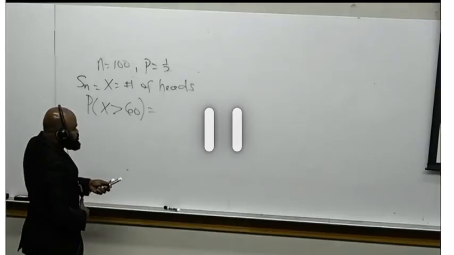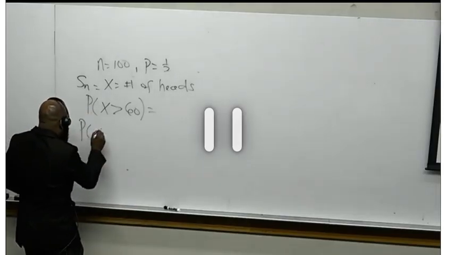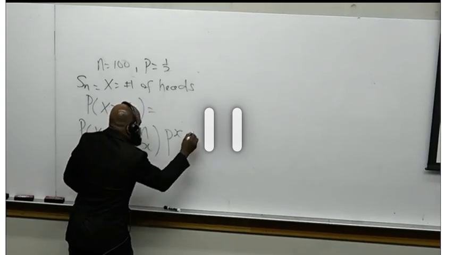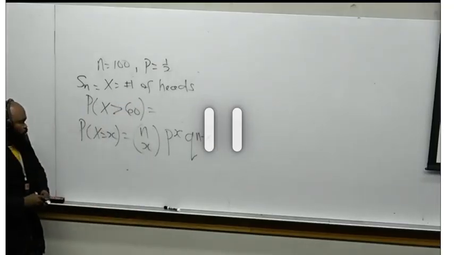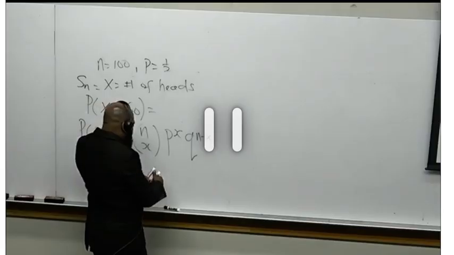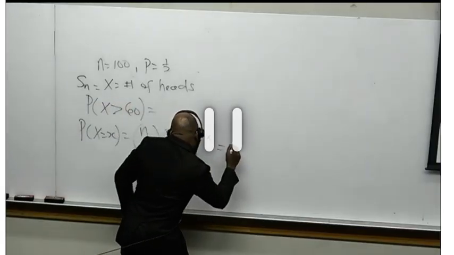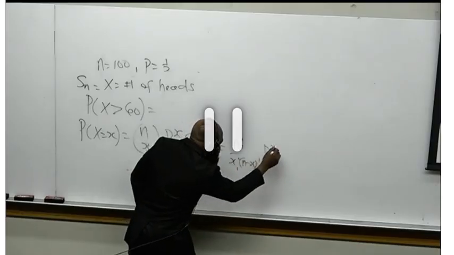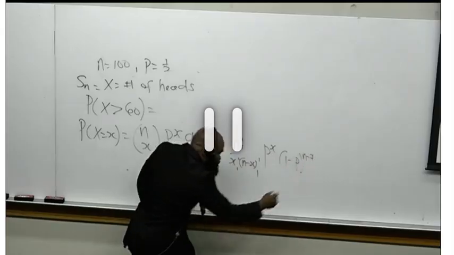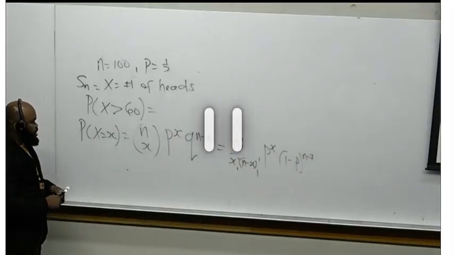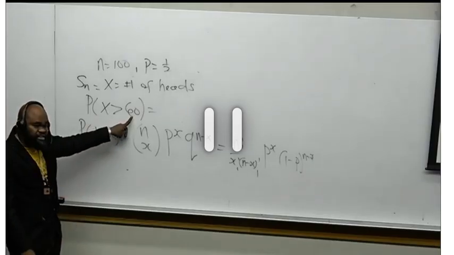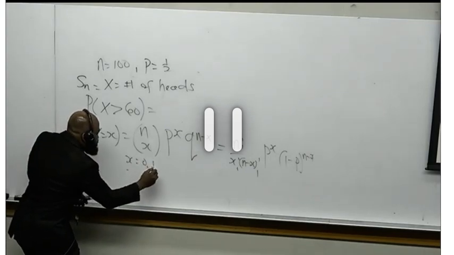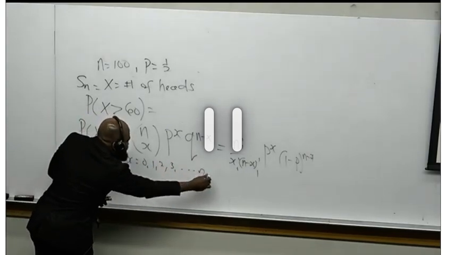Now, the binomial formula is this. If I want to rewrite this, I can write that as n factorial over x factorial times n minus x factorial, times p raised to power x, times 1 minus p raised to power n minus x. Now, if I want to do S greater than 60, don't forget, in the binomial formula, S starts from 0, 1, 2, 3, up to n.